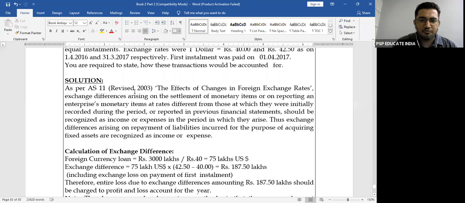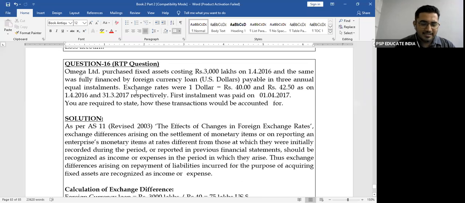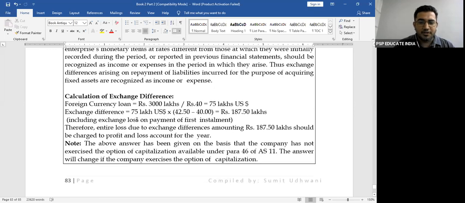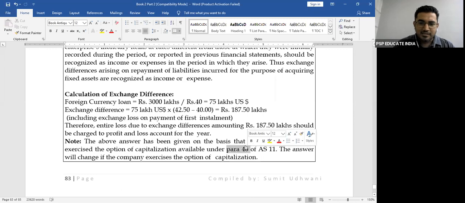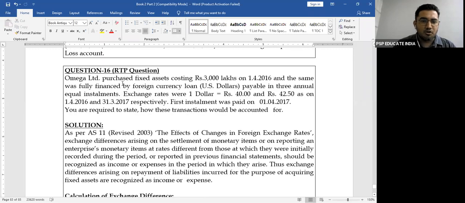I've already explained half of the question. So in the exam, if this question is asked to you, you can take any of the methods, just put an assumption that we have solved using para 46 or para 46A. Take any of the two options and then you can solve the question. Over here, they have taken para 46. So they have simply taken the difference, and the difference goes to the profit and loss account. Else this difference would have gone to the asset account. The value of the asset would have been increased by that value. Right, so this is how you solve question number 16.